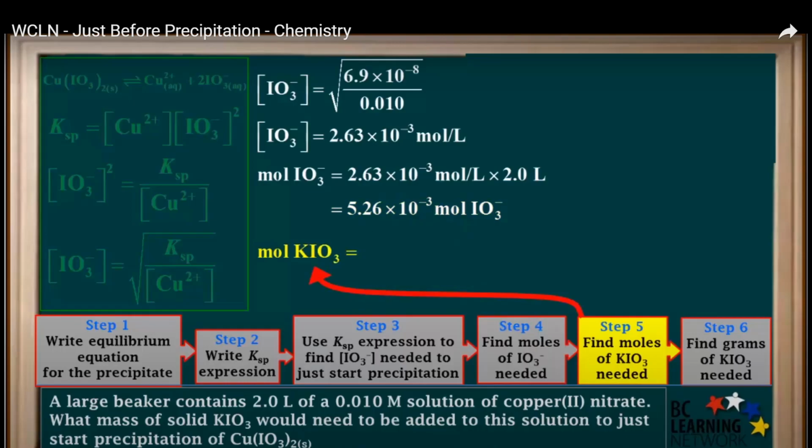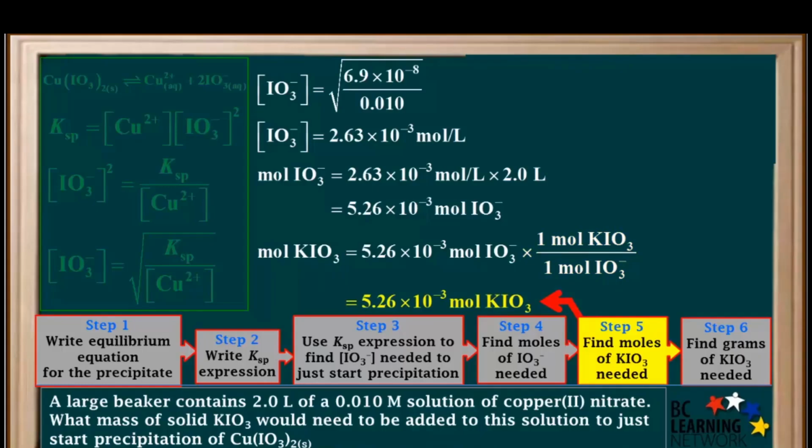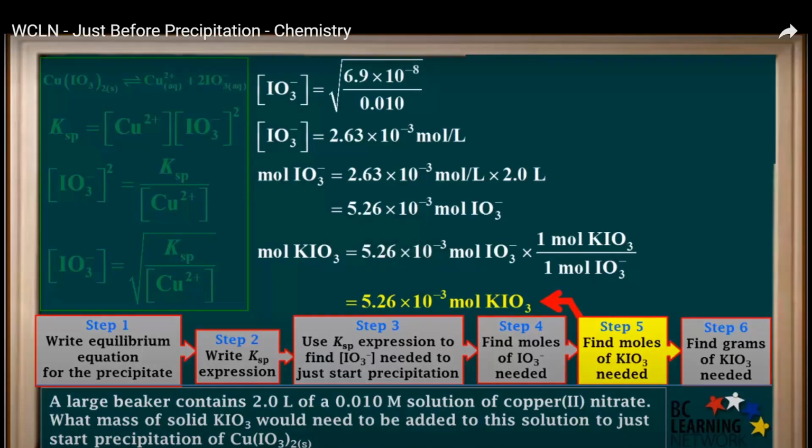In step 5, we want to find the moles of KIO3. KIO3 contains one IO3 minus, so moles of KIO3 equals 5.26 times 10 to the negative 3 moles of IO3 minus times 1 mole KIO3 over 1 mole of IO3 minus. Or you can just say they're equal. And that equals 5.26 times 10 to the negative 3 moles of KIO3.